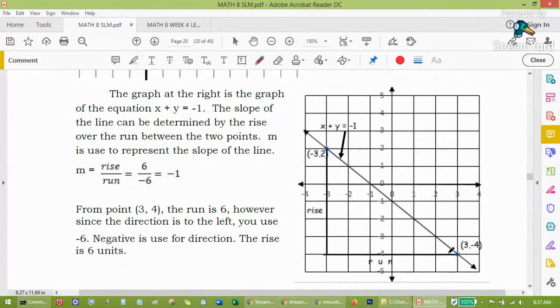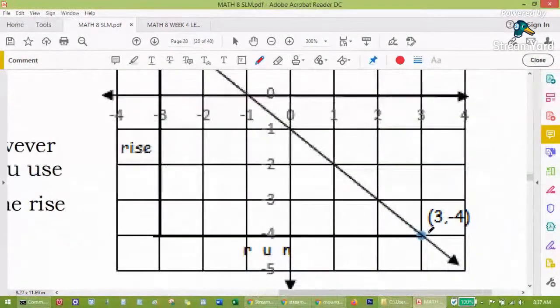So, meron tayong dalawang point. Meron tayong point dito, nakatapat siya sa x is equal to 3. Pag sinabing x coordinate, dito tayo titingin. Nasaan ang positive 3? This is positive 3. And this is y coordinate, -4. Okay? X is positive 3 and y is -4. So, therefore, ayun ang point.